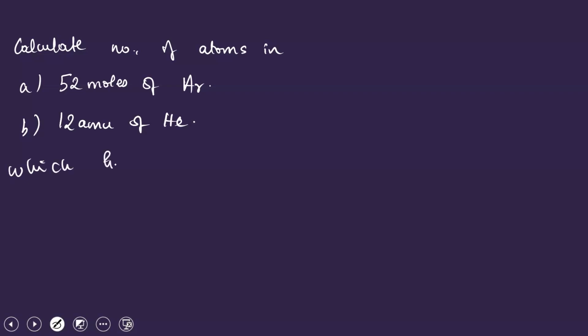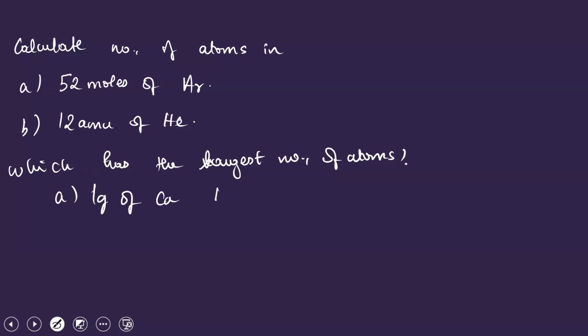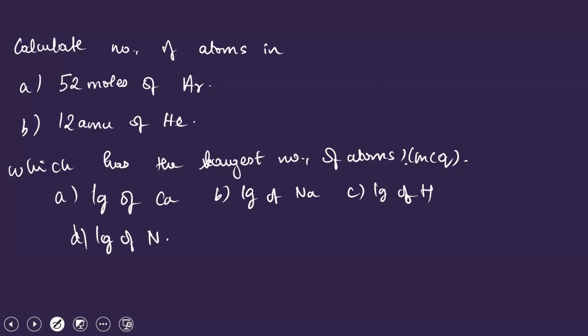Which has the largest number of atoms? Option A. No, this is the second question. 1 gram of calcium. Option B. This is an MCQ type, multiple choice question. So 1 gram of sodium, 1 gram of hydrogen, 1 gram of nitrogen.